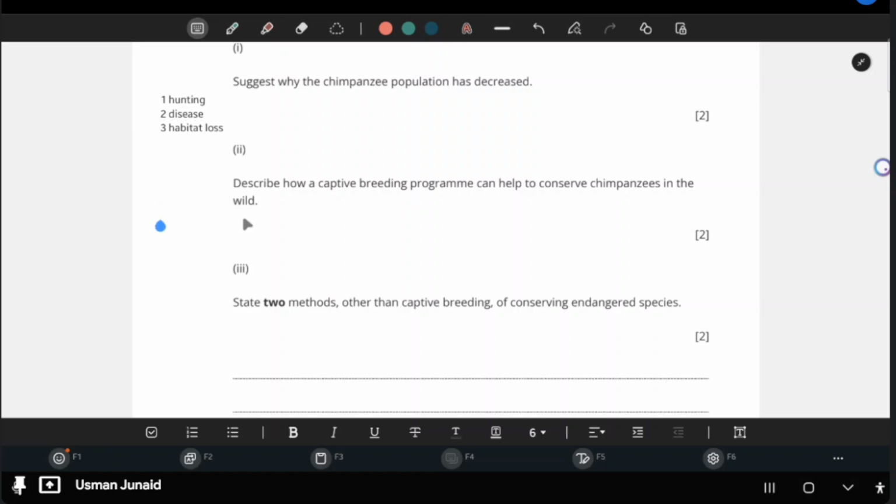Right? So, describe how a captive breeding program can help to conserve chimpanzees in the wild. Captive breeding program. What do you understand by these terms? Captive, breeding, these two words. So, what does the first word sound like? Captive. What do you understand by captive?